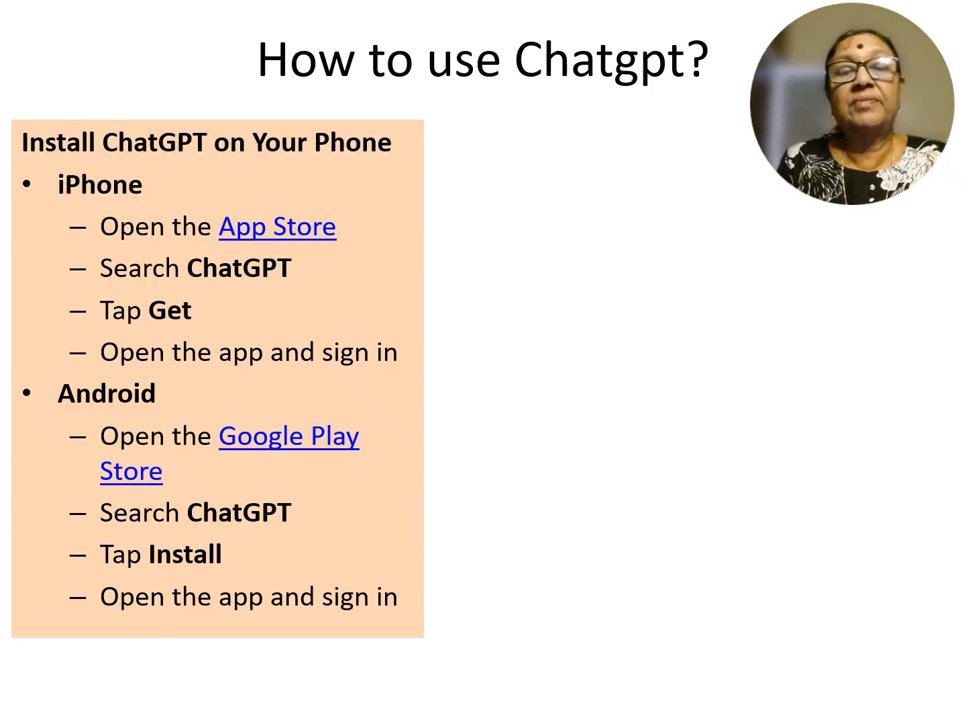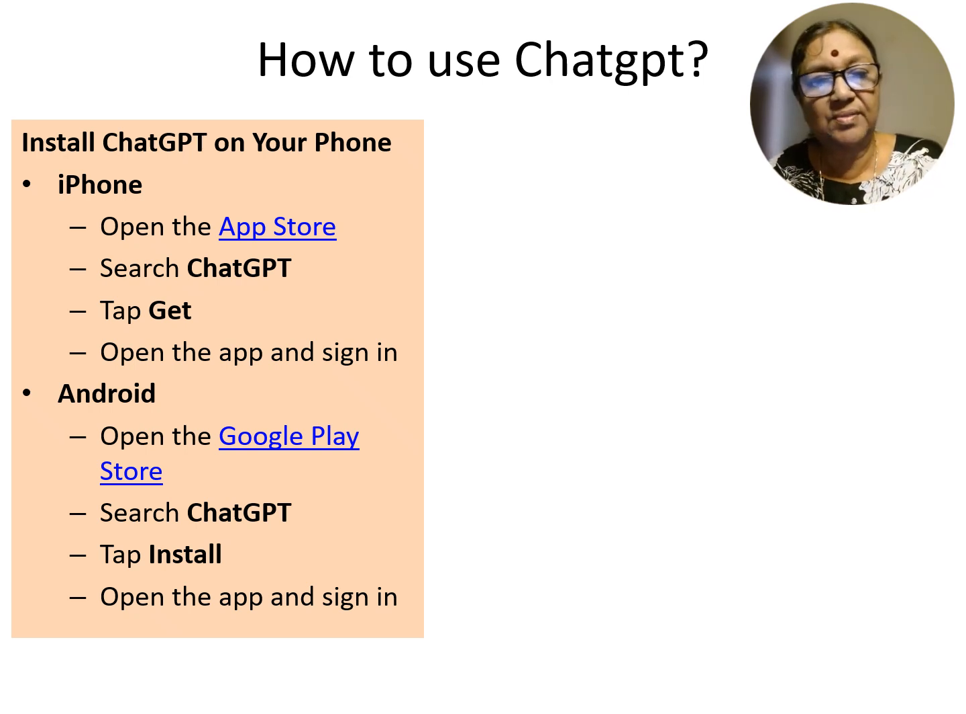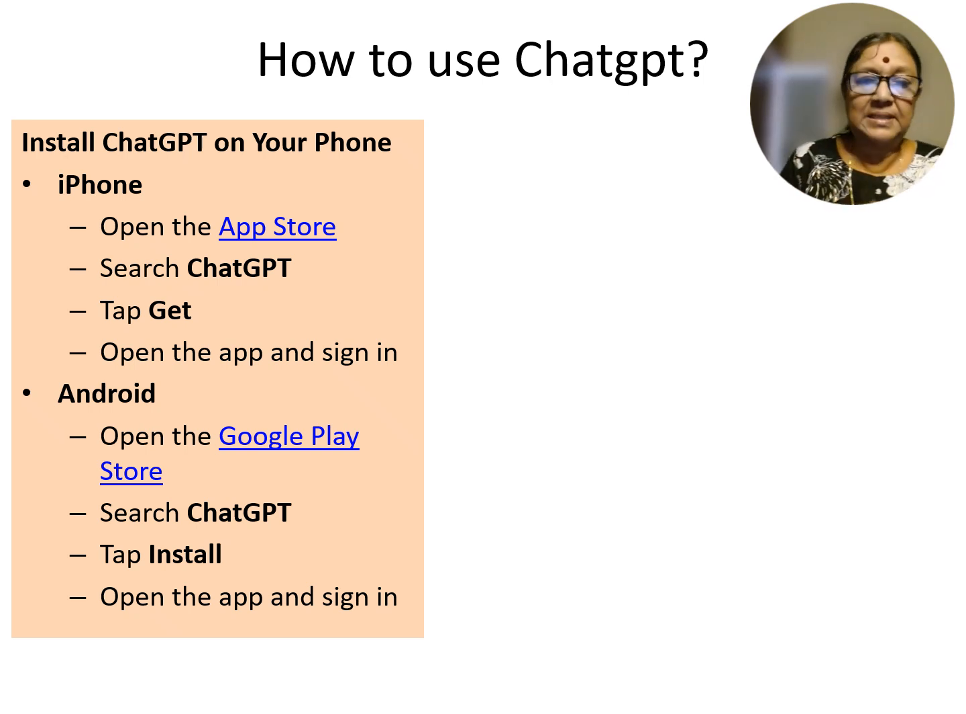So how to use? You have to first install. Most of you will have ChatGPT on your phone, but otherwise in iPhone, open App Store, search for ChatGPT, tap get, open app and sign in. In Android, open Google Play Store, search for ChatGPT, press install, open the app and sign in.